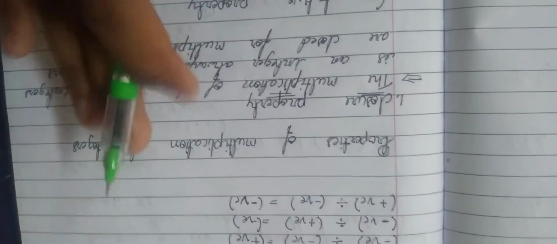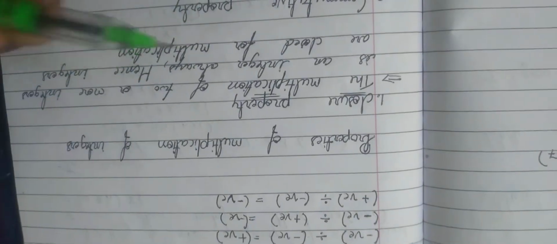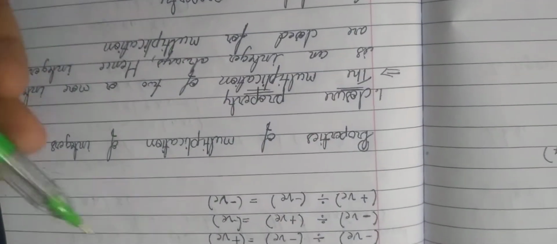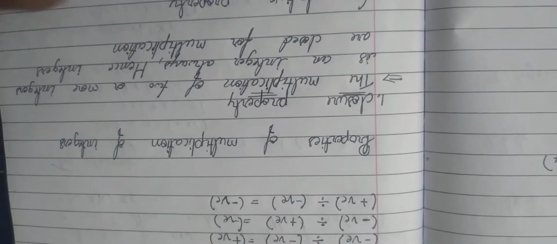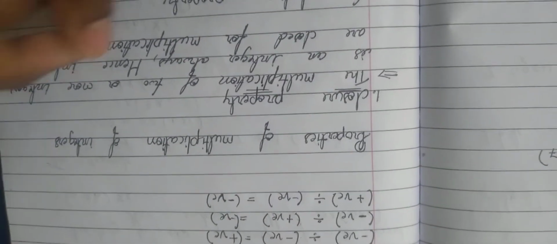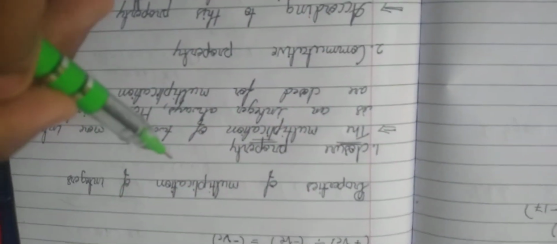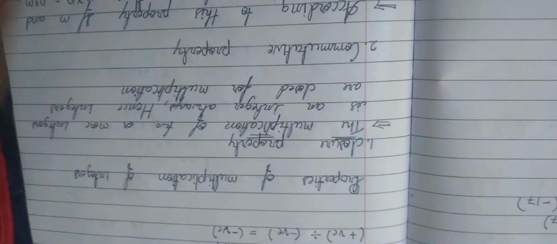So I'm going to show you now the properties of multiplication of integers. There are some properties: the closure property, commutative property, associative property, distributive property, and actually there are still more, many more. So we're going to study them now one by one.